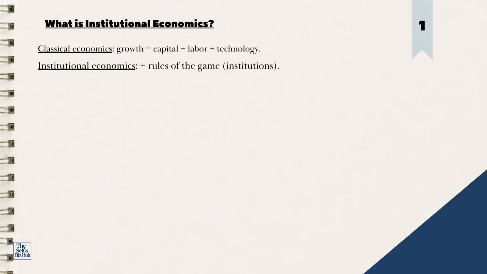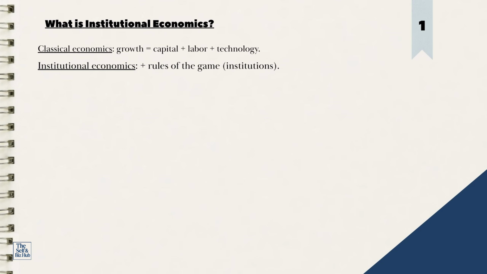What is institutional economics? For a long time, classical economics believed that economic growth depends on three things: capital, meaning money, machines, and buildings; labor, people; and technology. If you had those, the economy would grow. Simple, right? But practice showed us that it's not enough.